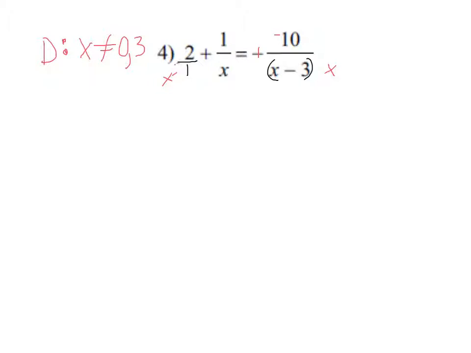Here, I'm going to squeeze this in. X minus 3 and an x. X and an x minus 3. And so now let's do an x minus 3 on this one also. Okay, so every denominator is going to have an x and an x minus 3.